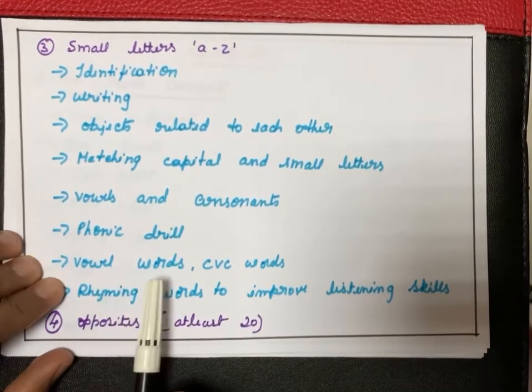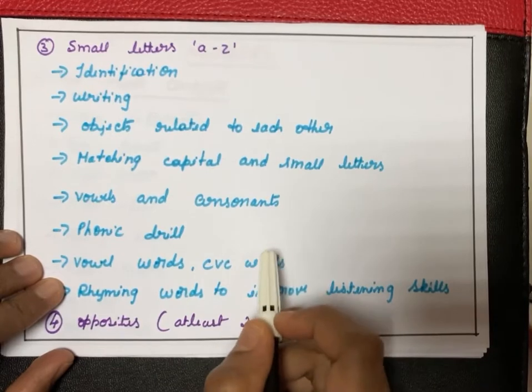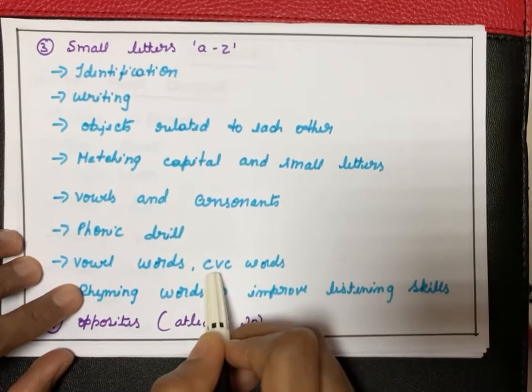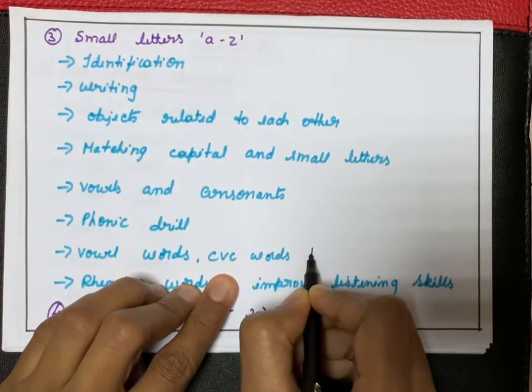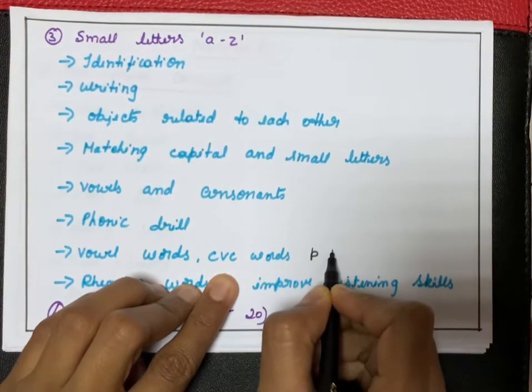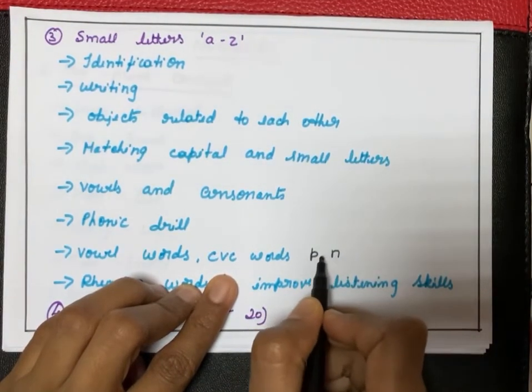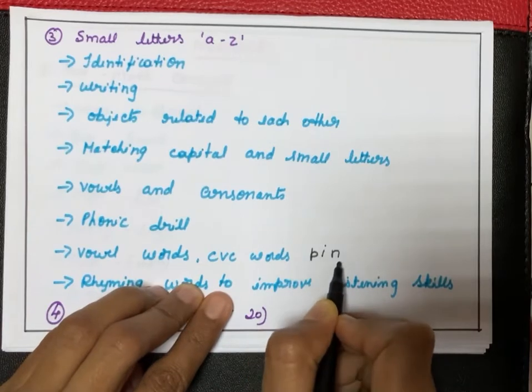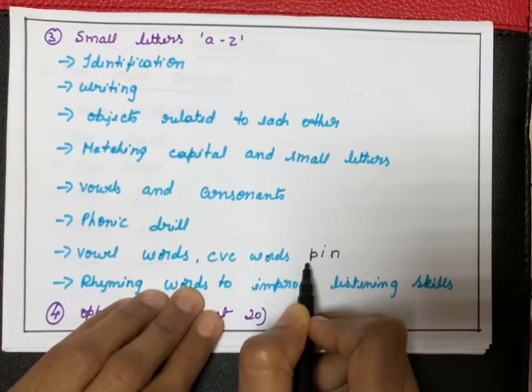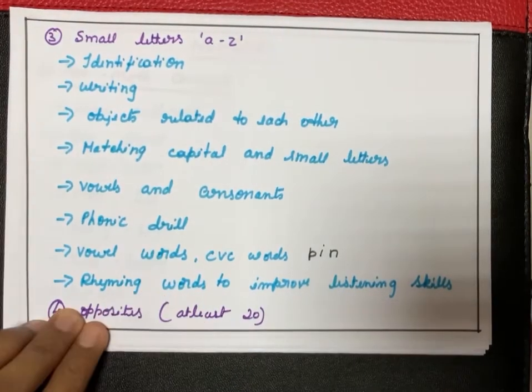Next comes the vowel words, CVC words. CVC means consonant, vowel, consonant. For example, P is consonant and N is consonant. In between P and N, if I put the vowel, like I is vowel, here it will become a word like pin. So these types of words you have to teach.